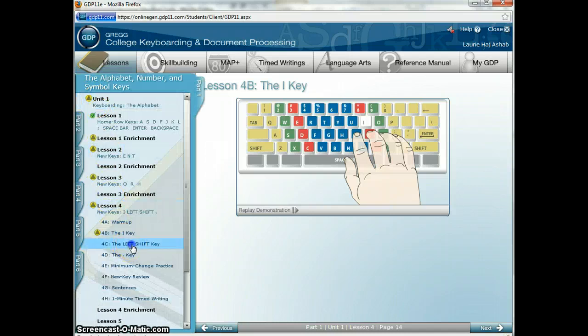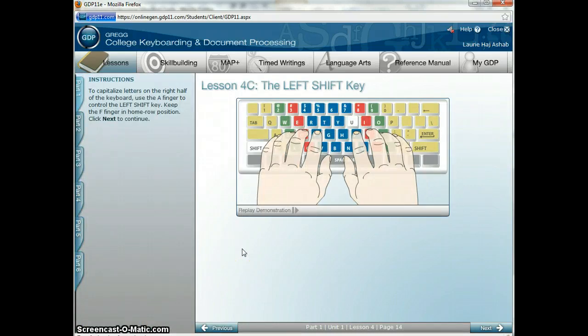The next section is the left shift key. What we use the shift key for is to capitalize letters on the right half of the keyboard. Use the A finger to control the left shift key. Keep the F finger in the home row position. Alright, so we'll demonstrate. Notice the demonstration is creating the capital U. So what you do is reach down with your A finger, hold down on your shift, reach up and press the U key and go back to the home row. So it's shift, type, go back to your home row.